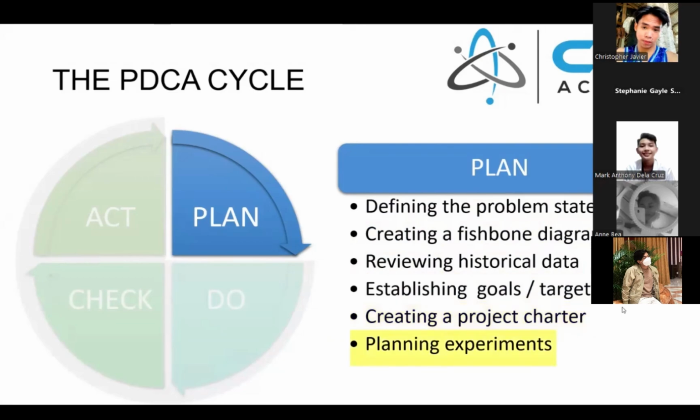And lastly, and this is the most important, you want to plan some experiments. So let's say we leave the planning phase with four potential root causes. We should be planning experiments to test those four different potential root causes to either rule them out or confirm them as true root causes.